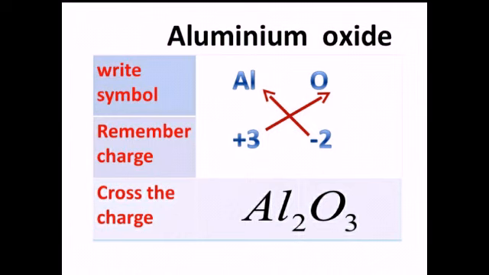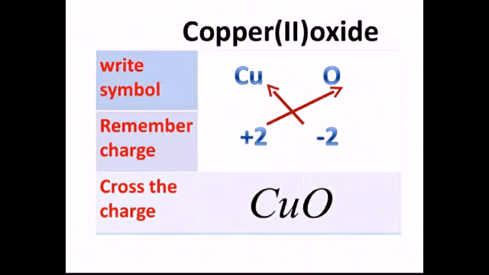Now shall we see for aluminum oxide? Let us write the symbol. Symbol of aluminum is Al, oxygen is O. Now write the charge. Charge of aluminum is +3 and oxygen is -2. Now criss-cross. After criss-crossing, you get Al2O3. The charge of oxygen -2 is gone to Al and the charge of aluminium +3 is gone to O. So we will write Al2O3.